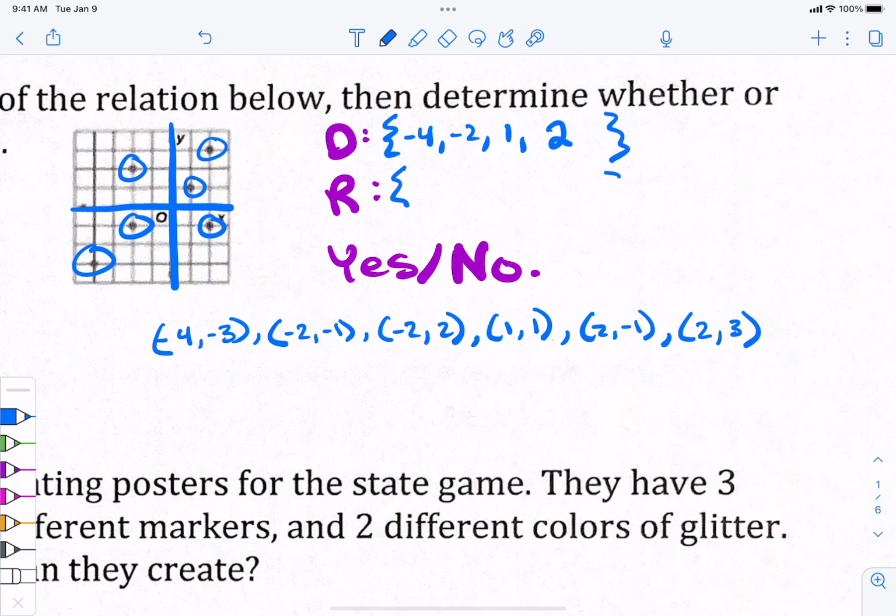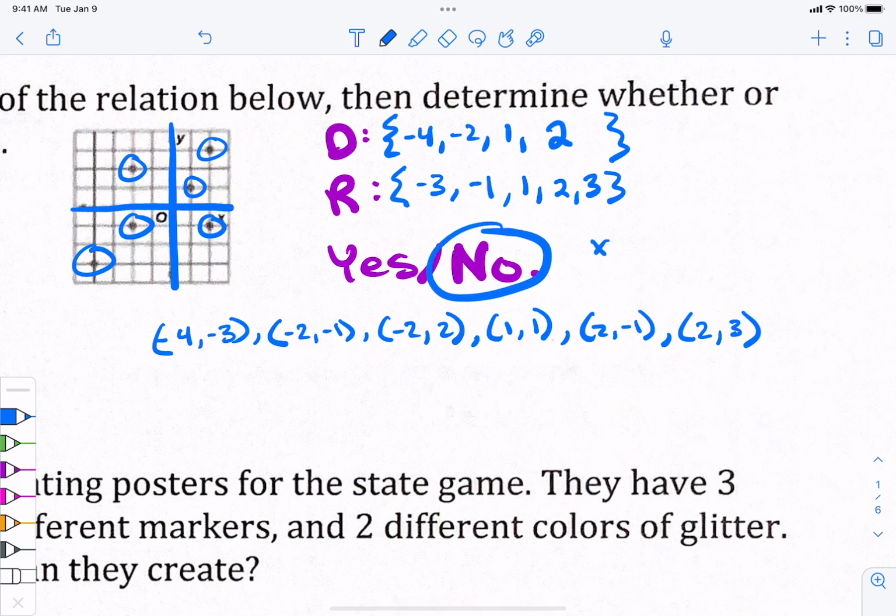Range. The smallest one is -3. Okay, the next one, -1. Then 1, and then 2 and 3. There we go. Is it a function? Yes, no? No. Why not?